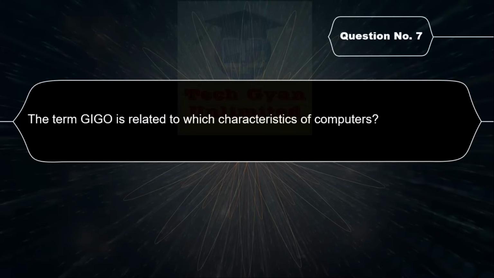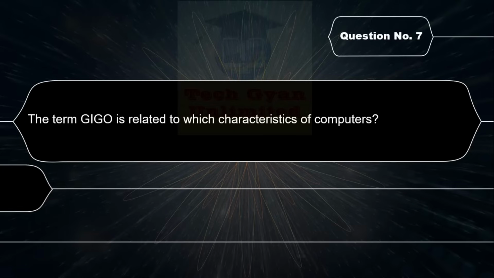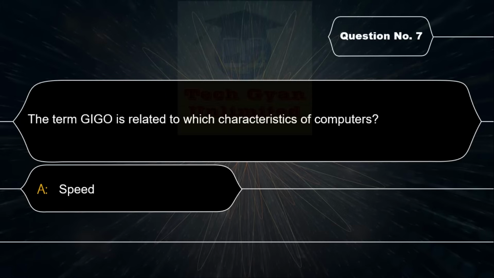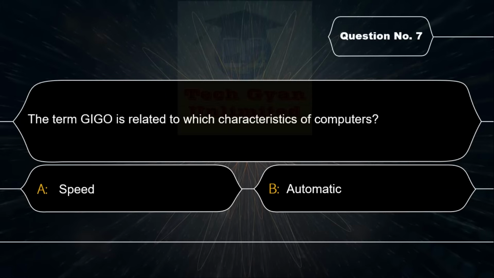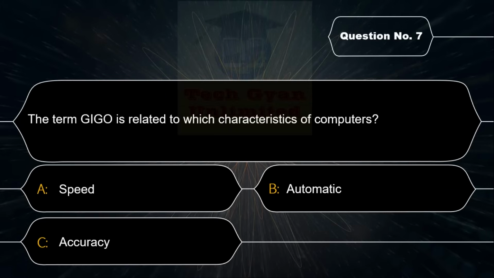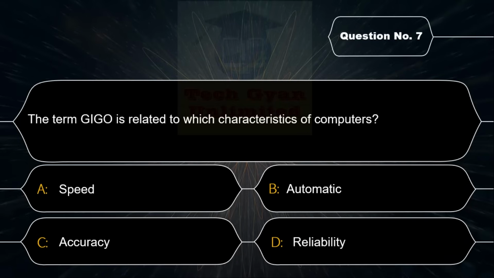The term GIGO is related to which characteristics of computer? Option A, speed. Option B, automatic. Option C, accuracy. Option D, reliability.